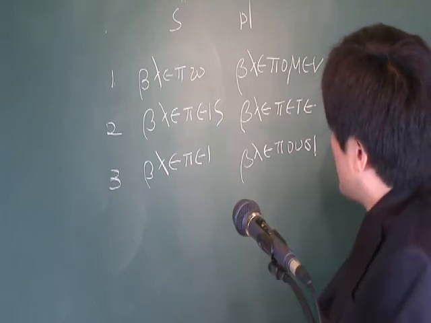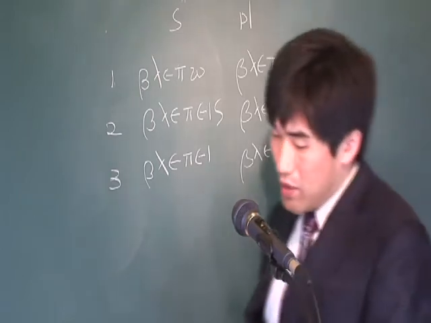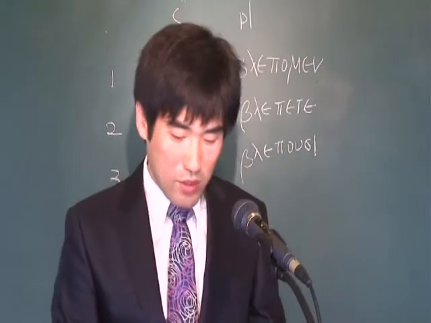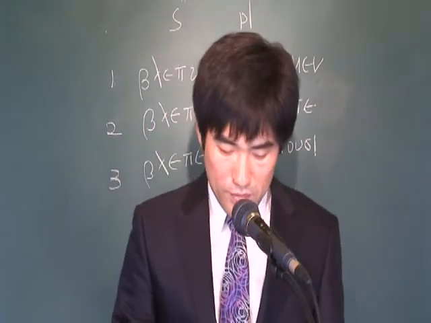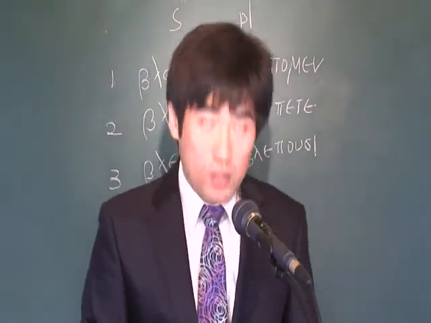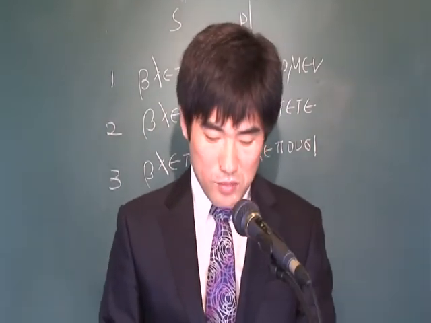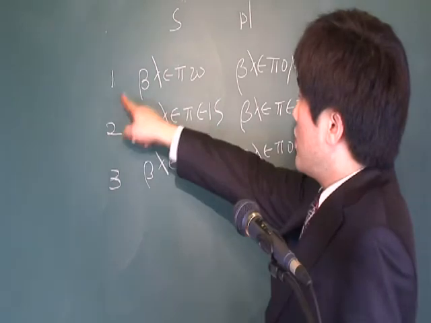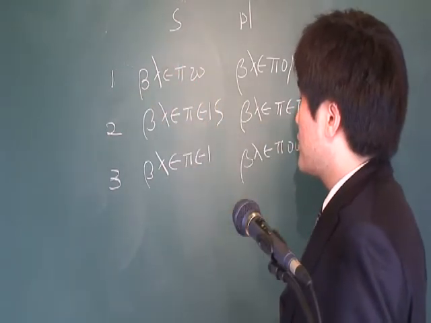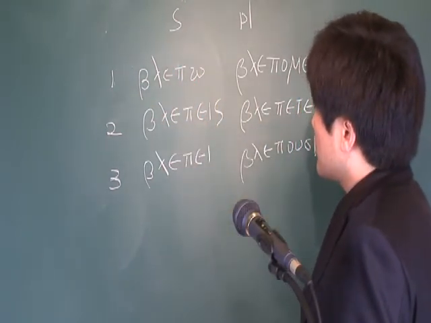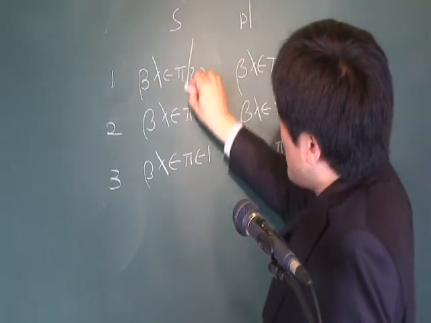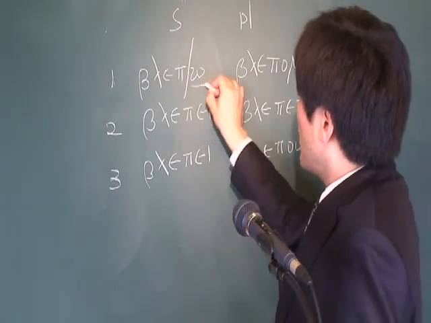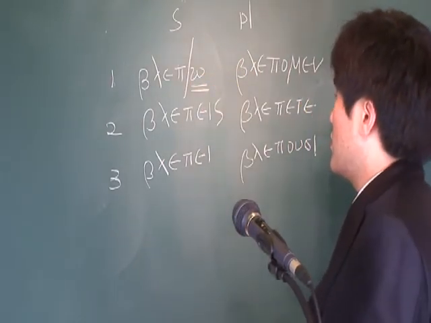Let's solve a few problems. Please read along. Ginoske. When we analyze this, ginosk, the stem, and e, the personal ending, have been put together.